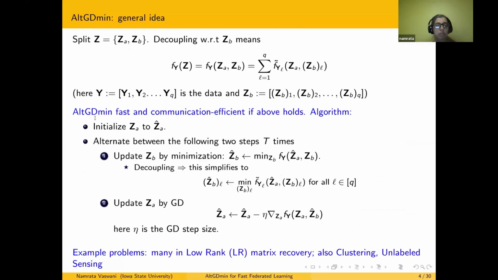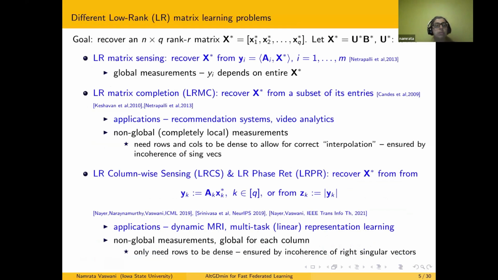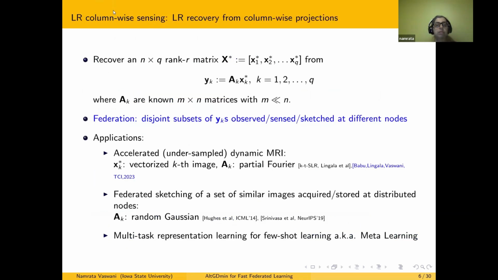Oh, sorry, I forgot to. Here. Yeah. And so here is 3 problems. So low rank matrix recovery. Sorry, excuse me. Yeah. Sorry.